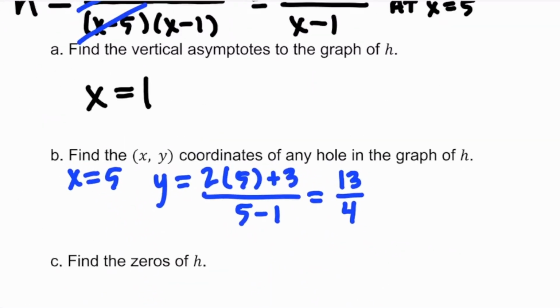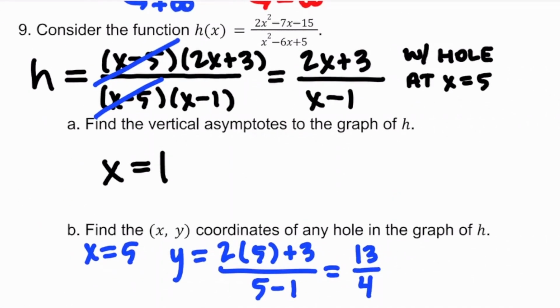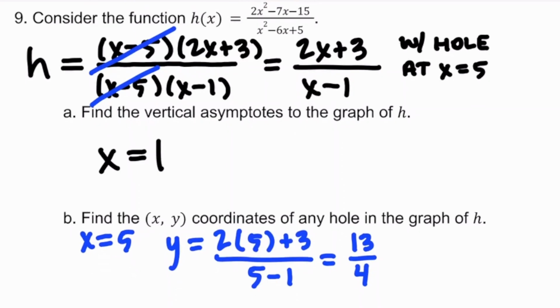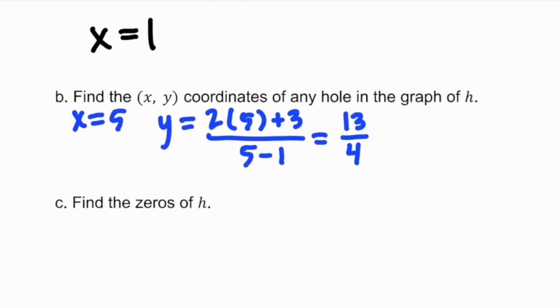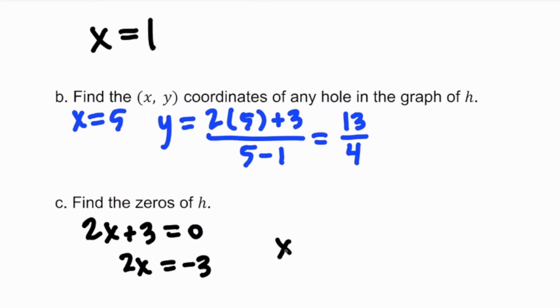Find the zeros of h. That's going to be the zeros of the numerator after canceling. So I'm going to take that 2x plus 3 and set it equal to 0. 2x plus 3 is equal to 0 when 2x equals -3. I'll divide both sides by 2, and I'll get x equals -3/2.